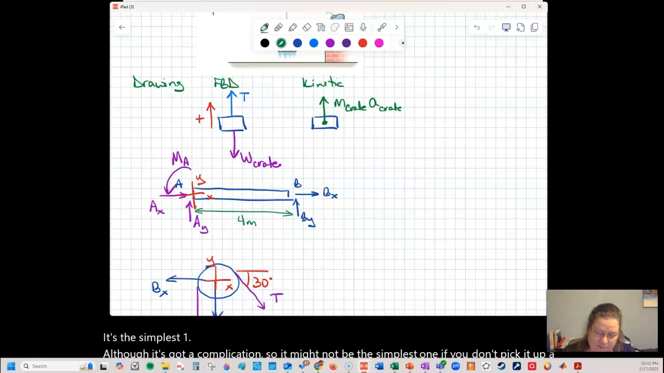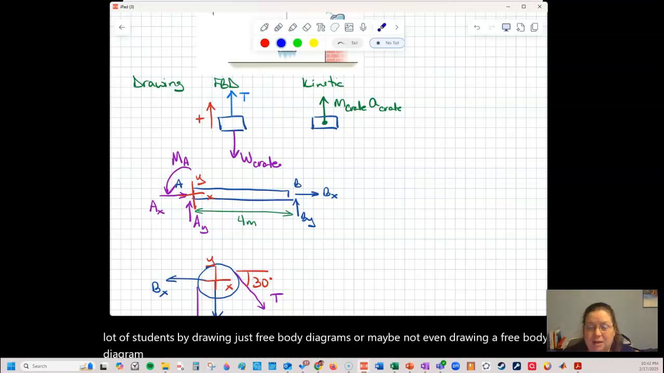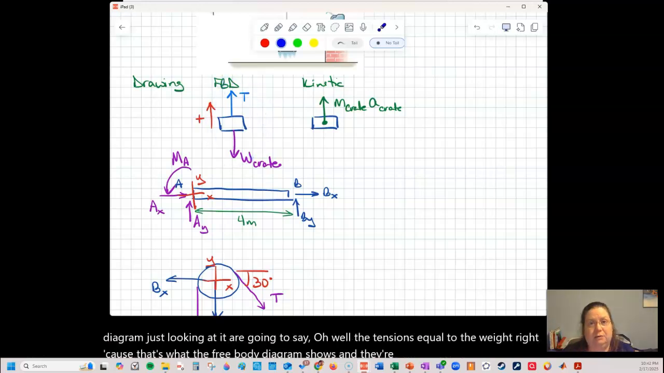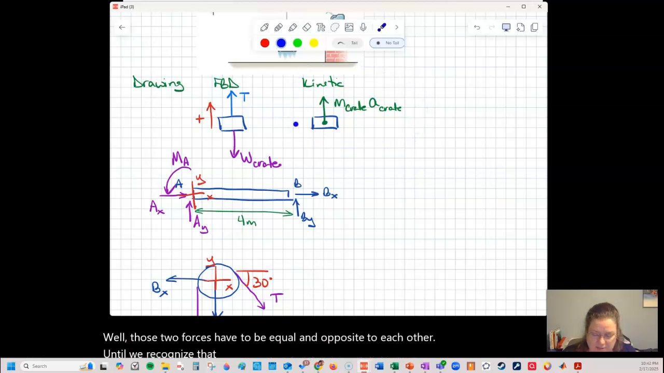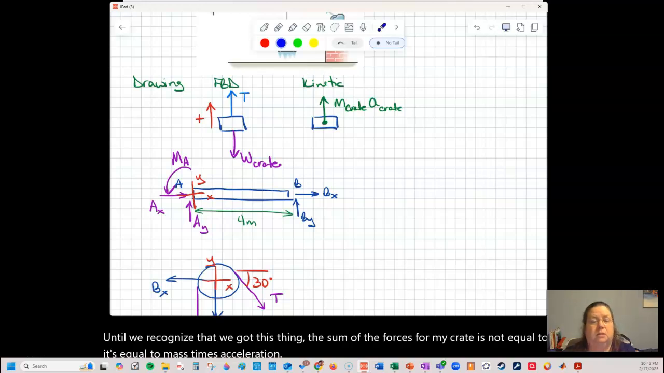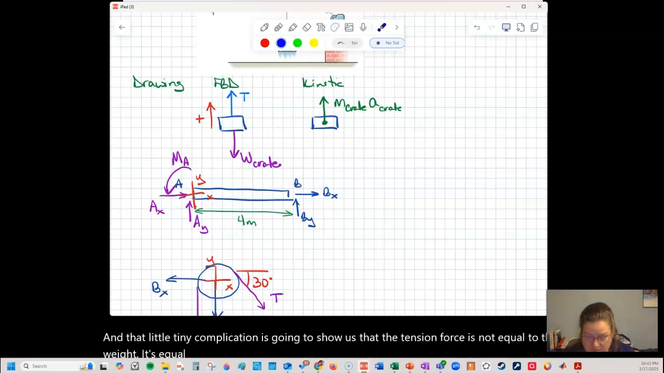A lot of students, by drawing just free body diagrams, or maybe not even drawing a free body diagram, just looking at it, are going to say, oh, well, the tension's equal to the weight, right? Because that's what the free body diagram shows. And they're thinking with their statics brain, well, those two forces have to be equal and opposite to each other. Until we recognize that the sum of the forces for my crate is not equal to 0. It's equal to mass times acceleration. And that little tiny complication is going to show us that the tension force is not equal to the weight. It's equal to something else. So let's do that.